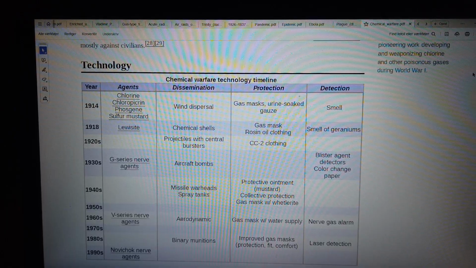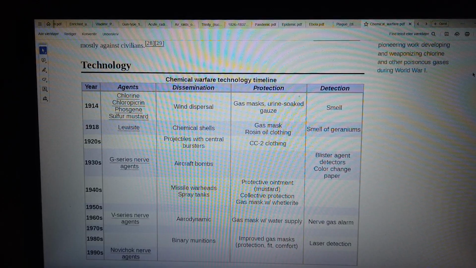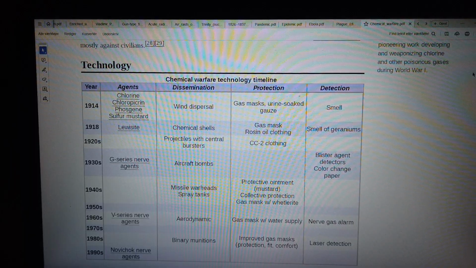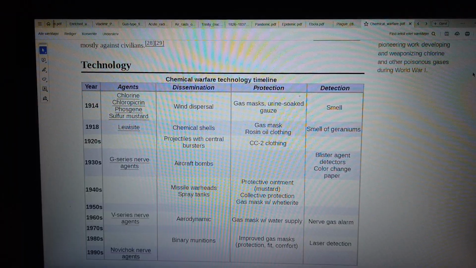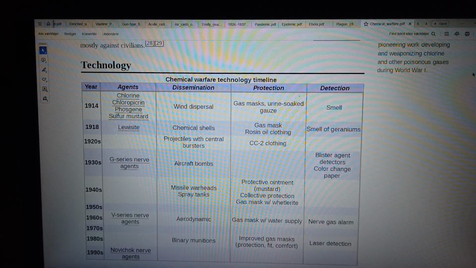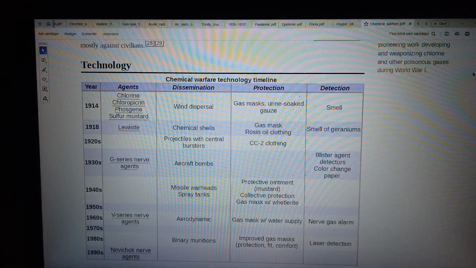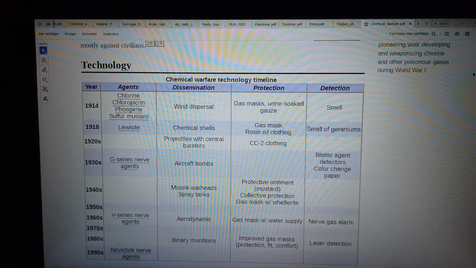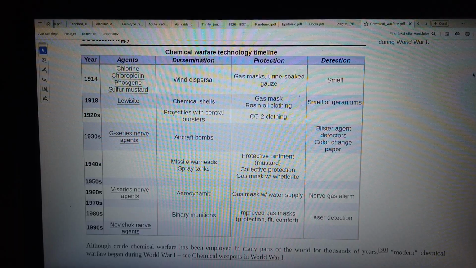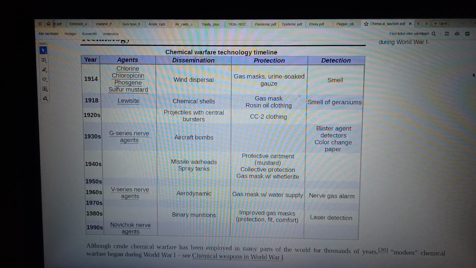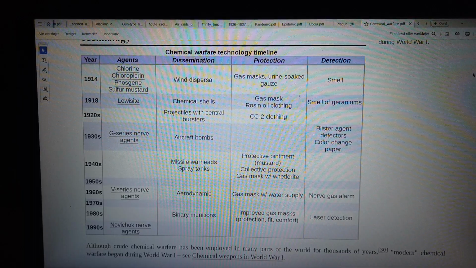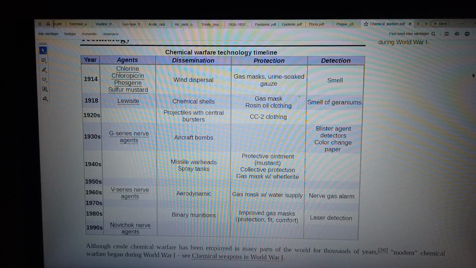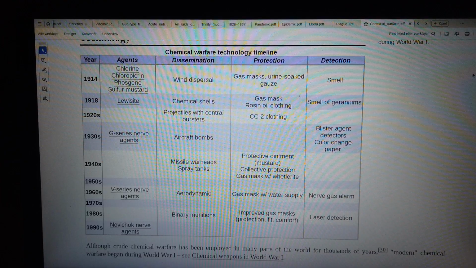Agents, dissemination, protection, detection. 1914: chlorine, chloropicrin, phosgene, sulfur mustard, wind dispersal, gas masks, urine-soaked cloths, smell. 1918: Lewisite, chemical shells, gas mask, rosin oil clothing, smell of geraniums. 1920s: projectiles with central bursters, CC2 clothing. 1930s: G-series nerve agents, aircraft bombs, blister agent detectors, color-changing paper. 1940s: missile warheads, spray tanks, protective ointment, mustard, collective protection, gas mask. 1950s, 1960s: V-series nerve agents, aerodynamic dissemination, gas mask, water supply, nerve gas alarm. 1970s, 1980s: binary munitions, improved gas masks, protection, fit, comfort, laser detection. 1990s: Novichok nerve agents.